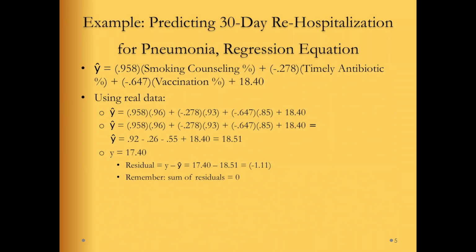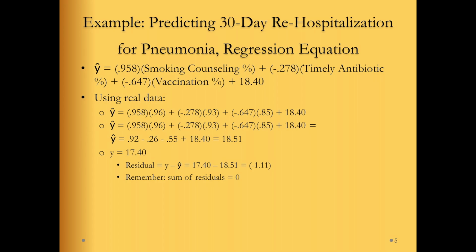Here is the regression equation written using the findings from the table in the previous slide. I then took data from an actual hospital drawn at random and inserted the percent of compliance with each of the three predictors from this hospital in the regression equation. For example, this hospital reported 96% of their pneumonia patients received smoking counseling.